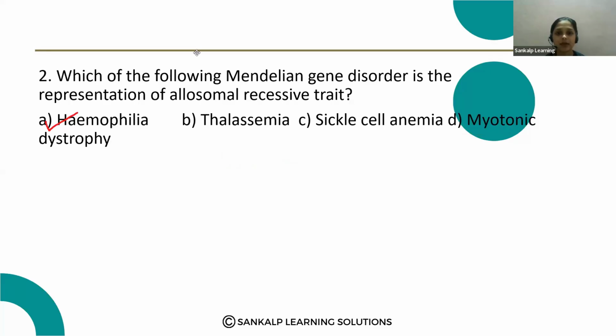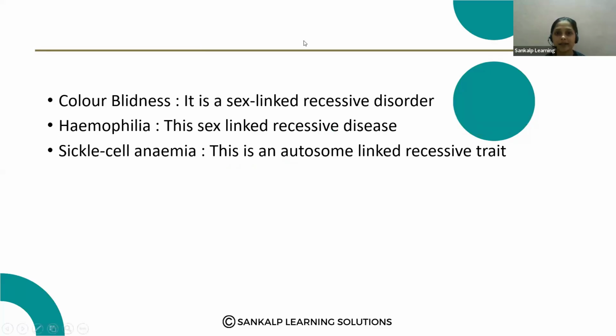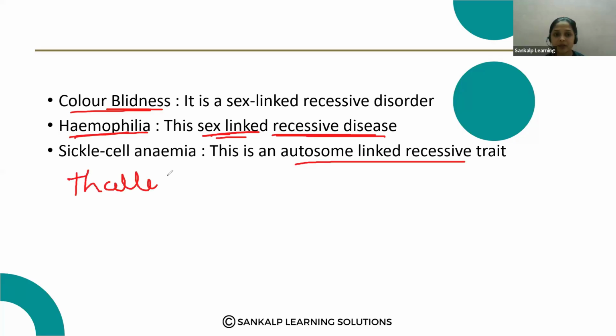Here, color blindness and hemophilia are sex linked recessive diseases. Sickle cell anemia is an autosome linked recessive trait, and thalassemia, then phenylketonuria, these all are autosome linked recessive disorders.